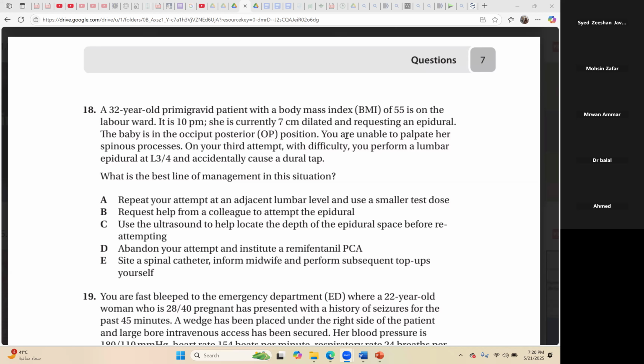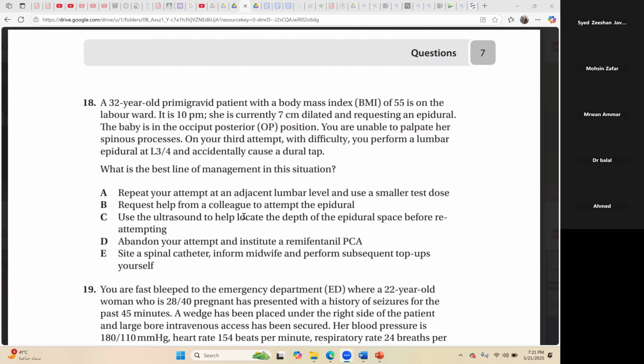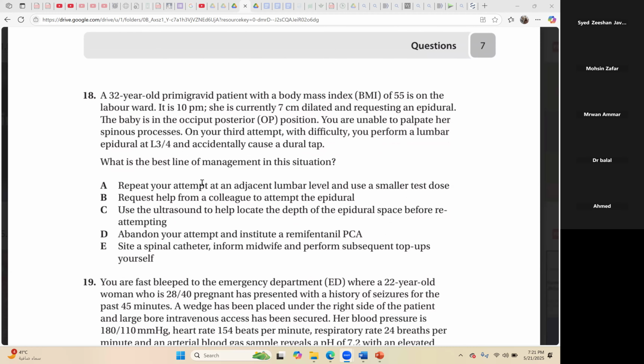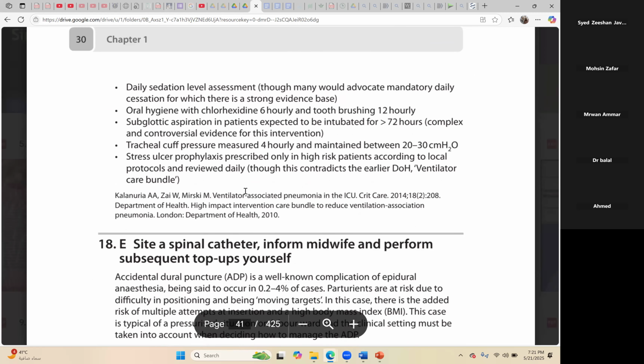So this question is on this point, that what will you do immediately? Okay. So what is the best line of management in this situation? Repeat your attempt at an adjacent lumbar level and use a smaller test dose. Request help from a colleague to attempt the epidural. Use ultrasound to help locate the depth of epidural space before re-attempting. Abandon your attempt and start a remifentanil PCA. Sit a spinal catheter, inform midwife, and perform subsequent top-ups. Actually, in this scenario, a number of things are options. Let's see what is there in the key in this question.